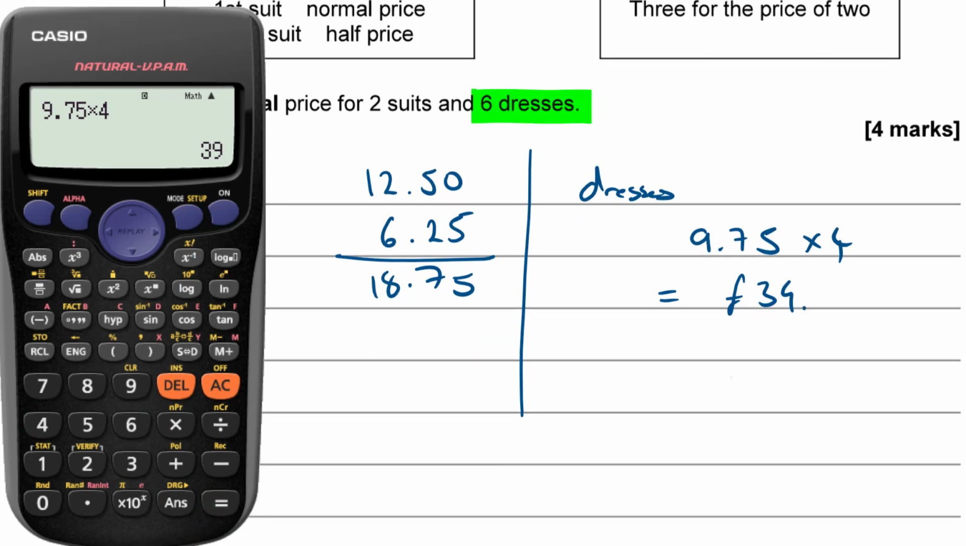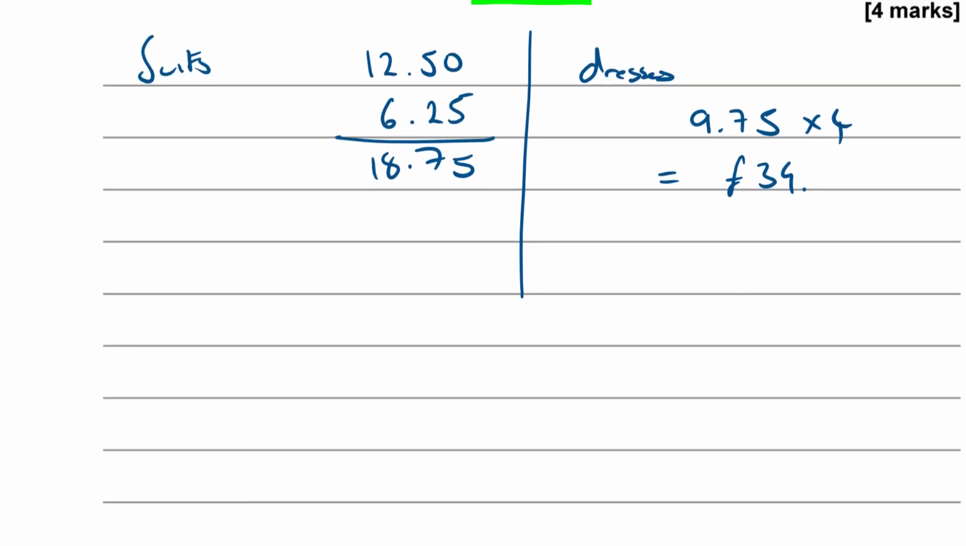Okay, so then the total price is going to be the cost of the suits and the dresses together. So the total is going to be £18.75 plus 39, which is what? Well, 39 is £1 less than 40. So 18.75 plus 40 would be 58.75. Taking off £1 is 57.75. Or you could tap it into your calculator. Either way, you're going to get 57.75.